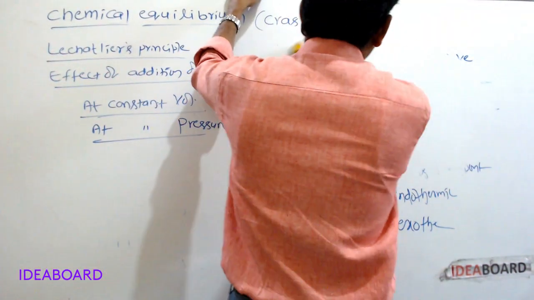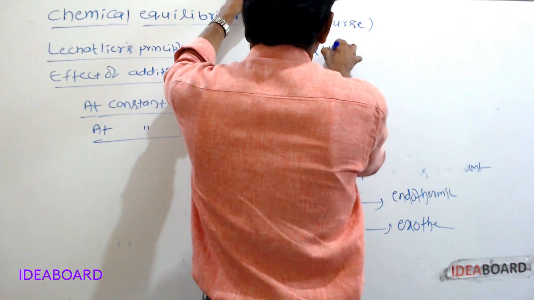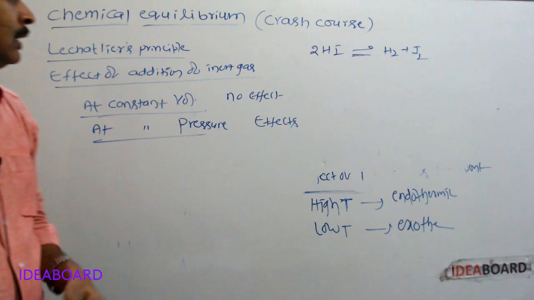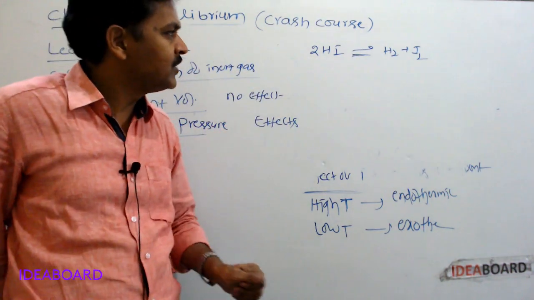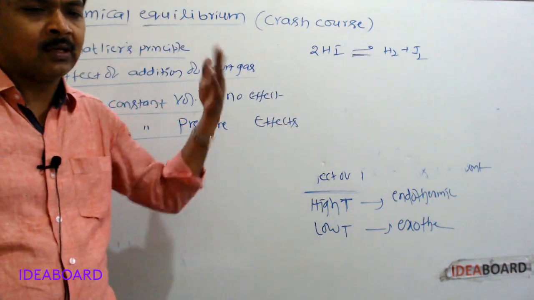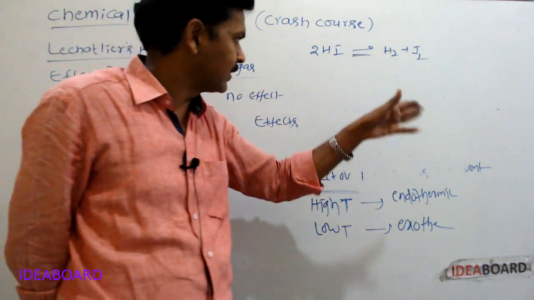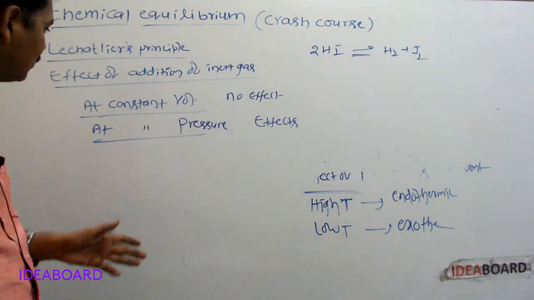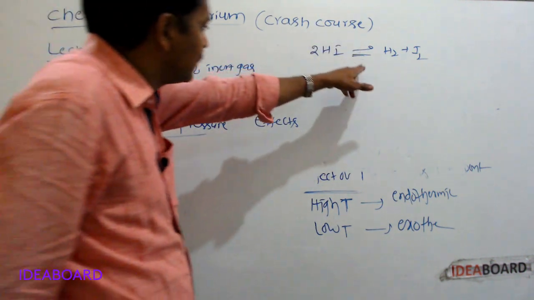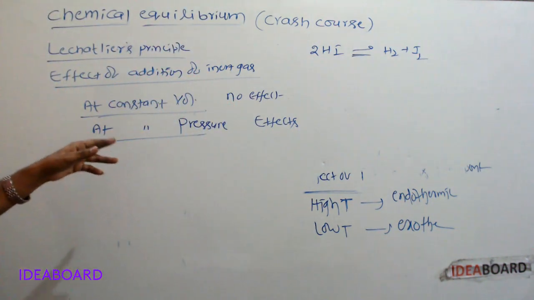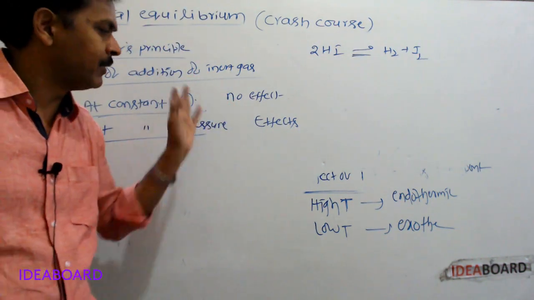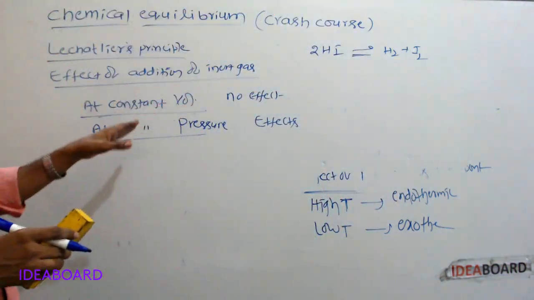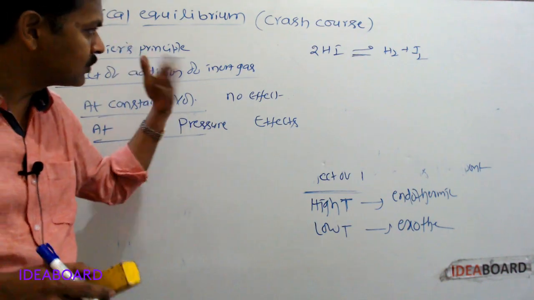For example, if we take this reaction, 2HI gives rise to H2 plus I2. For this reaction, if inert gas is added, does it favor the forward reaction or the backward reaction? It has no effect, because delta n is equal to 0. If delta n is equal to 0, then at constant volume or at constant pressure, it has no effect.